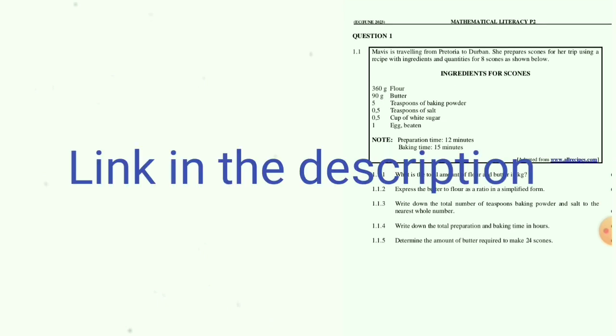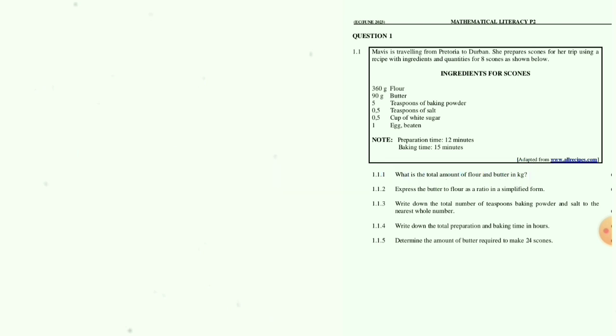So let's go. Question 1, 1.1. Mavis is traveling from Pretoria to Durban. She prepares scones for her trip using a recipe with ingredients and quantities for 8 scones as shown below. Ingredients for scones. So you can see the ingredients for scones. You can just pause the video and look at them closely. What is the total amount of flour and butter in kg? So this is 1.1. What is the total amount of flour and butter?